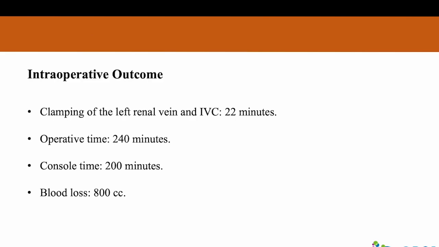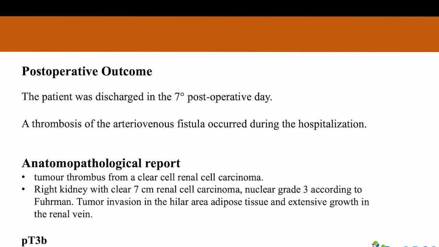The surgical time was 300 minutes with contralateral renal vein clamping time of 22 minutes. The blood loss was 800 milliliters. The patient was discharged on the 7th postoperative day.